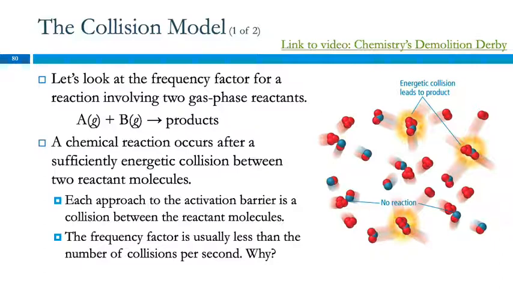So they have to run into each other, and they have to run into each other with enough energy in order to react. So each approach to the activation barrier is the collision between reactant molecules. So every time they collide, that's an approach. So the frequency factor is the fraction of times that it actually works. Why is that frequency factor usually less than the number of collisions per second? Because every time it collides doesn't necessarily mean it's going to react. Right. Some of those collisions do not have enough energy, so they bump into each other, but it's not good enough. And so that's why the frequency factor is less than the number of collisions per second.